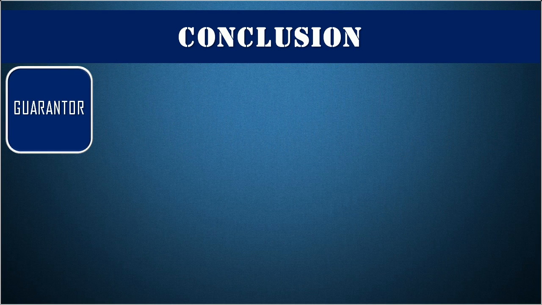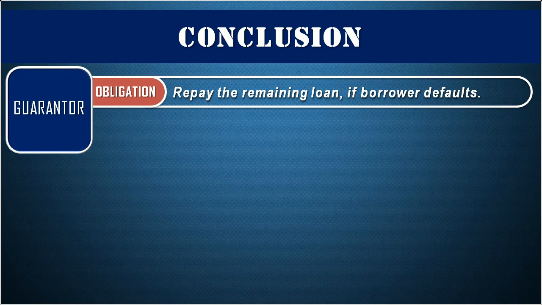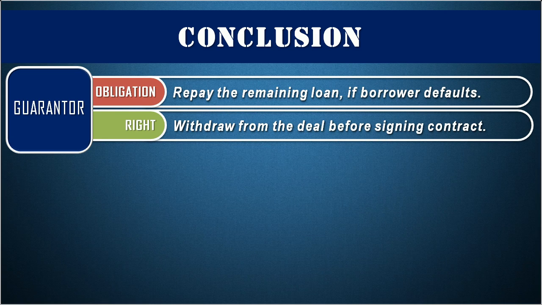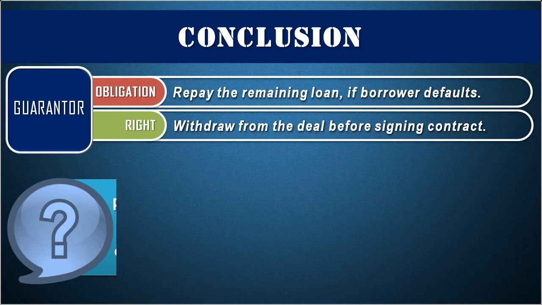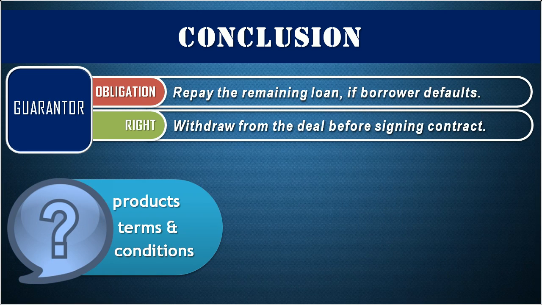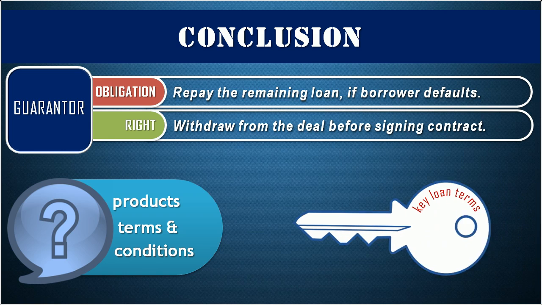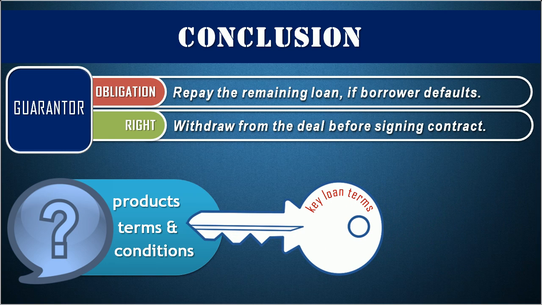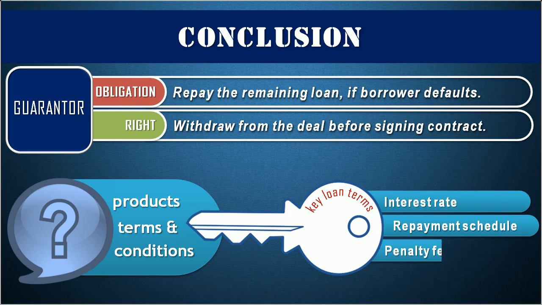In conclusion, we would like to remind you that the obligation of the guarantor is to repay the remaining loan, if a borrower defaults. The right of the guarantor is to withdraw from the deal before signing the contract. Every responsible guarantor should ask questions about all products' terms and conditions. Key loan terms and conditions, from the guarantor's perspective: interest rate, repayment schedule, penalty fee.